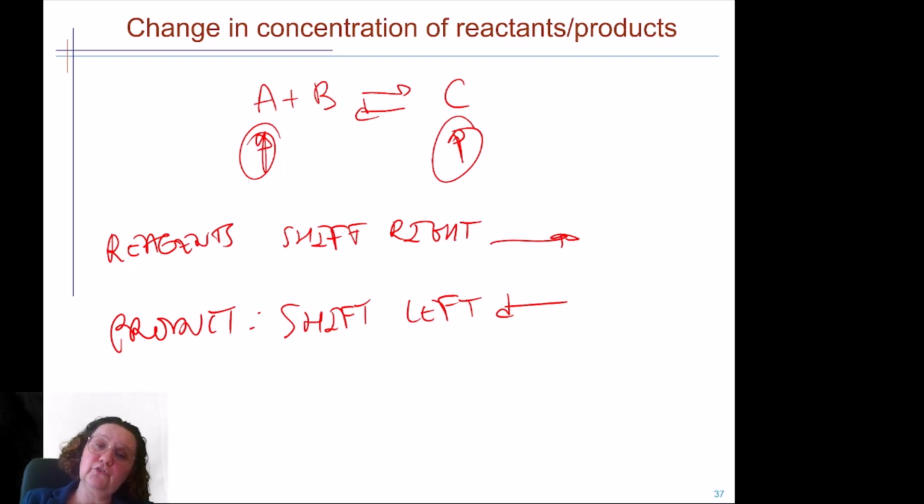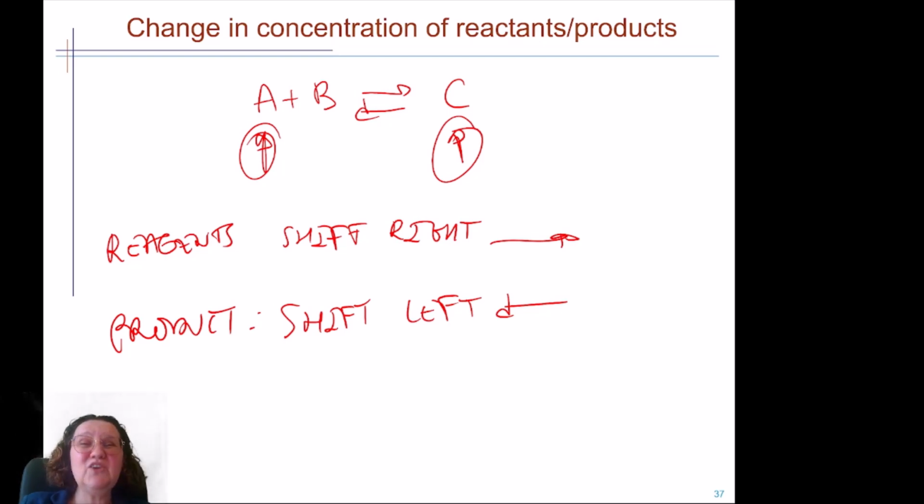And if what you do is you add a product, then the reaction will shift towards the reagent side, towards the left, again to consume, in this case, that product and go back to that equilibrium position. The equilibrium constant, the proportion of the reagents to the products, will be the same. What will have changed is the individual concentrations of reagents and products. So overall, the equilibrium constant will not have changed. It's still the same ratio of reagents to products.